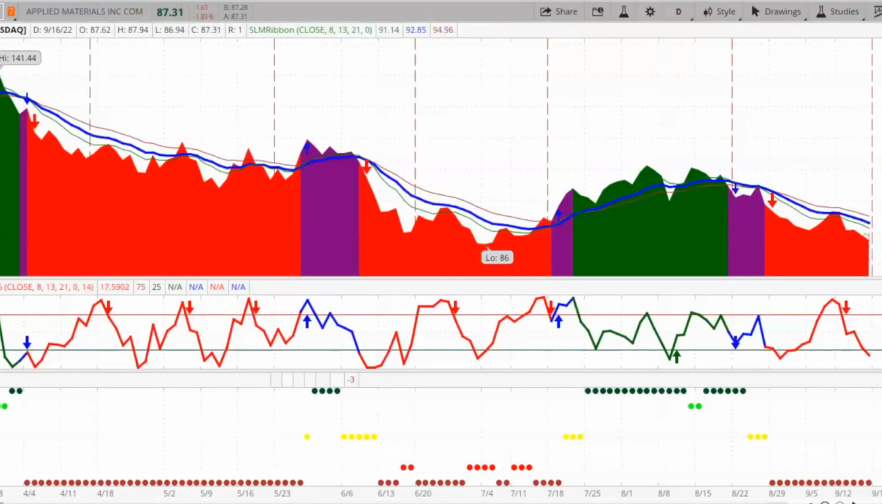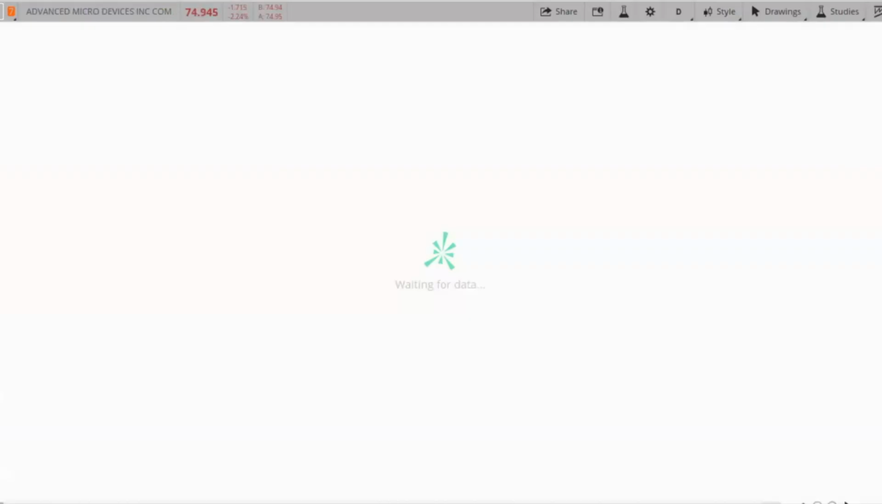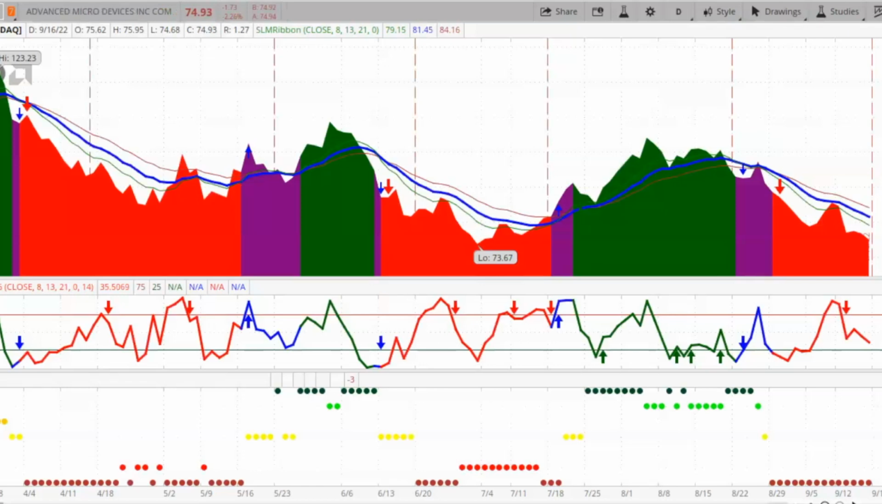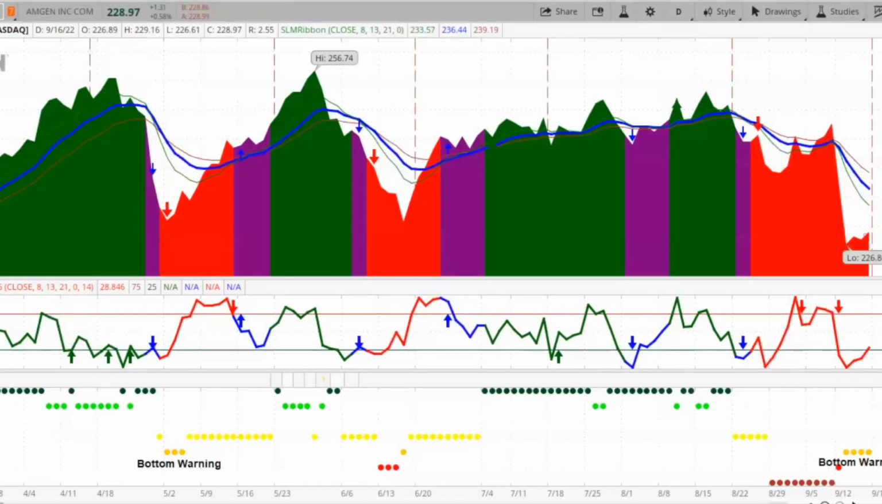There goes Apple. Here you have Applied Materials. You can see it is negative under all conditions, resumed to the downside. Here you could see AMD. AMD, very similar to what I just showed you in these other techs, quite negative. This is a picture of Amgen, and you see on the bottom right, a bottom warning there. So we're getting an indication because the oversold condition is so strong.